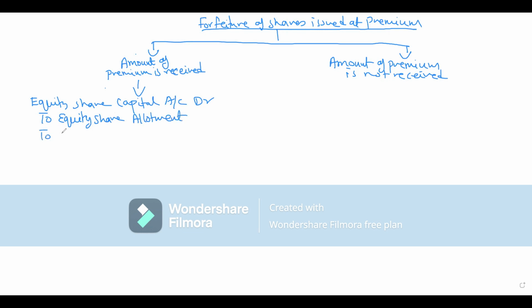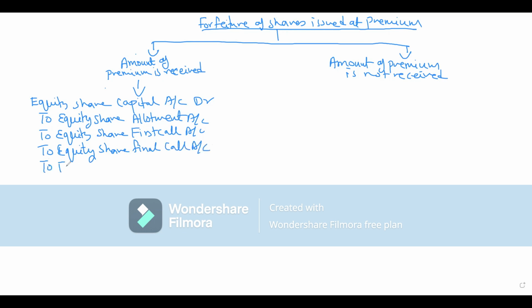If first call money is not received, equity share first call account. If final call money is not received, equity share final call account, to forfeited shares account. This is when the amount of premium is already received on those shares that have been forfeited. This is the normal journal that you have learned under forfeiture of shares issued at par.